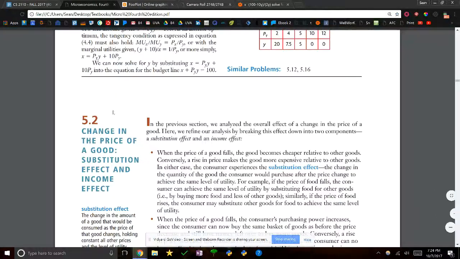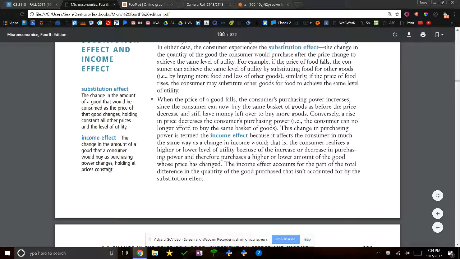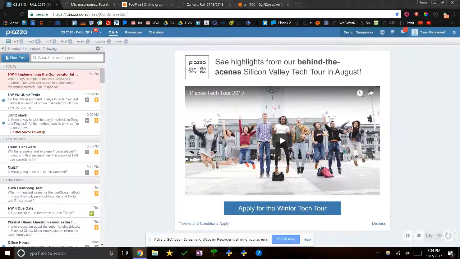So next up, we have the substitution effect and the income effect. And remember, the substitution effect is the effect that happens from when they're substituting for the other good when that price falls. And then this one is when the price falls and they feel richer, so they're going to buy more because they have more purchasing power. This is actually not too hard.